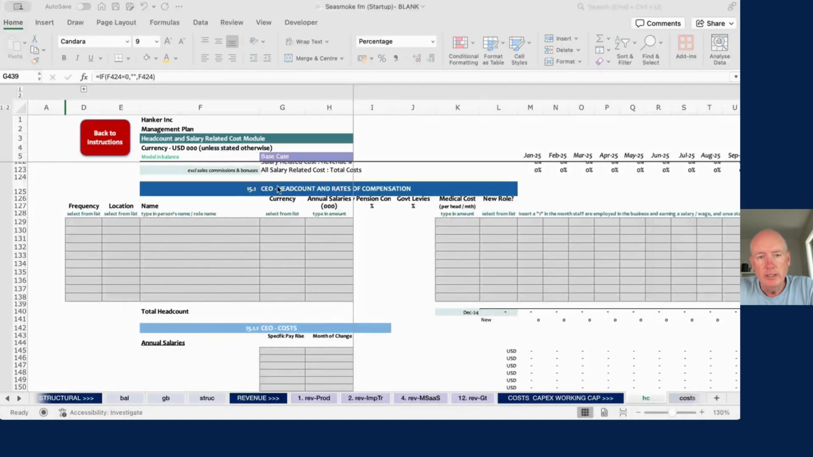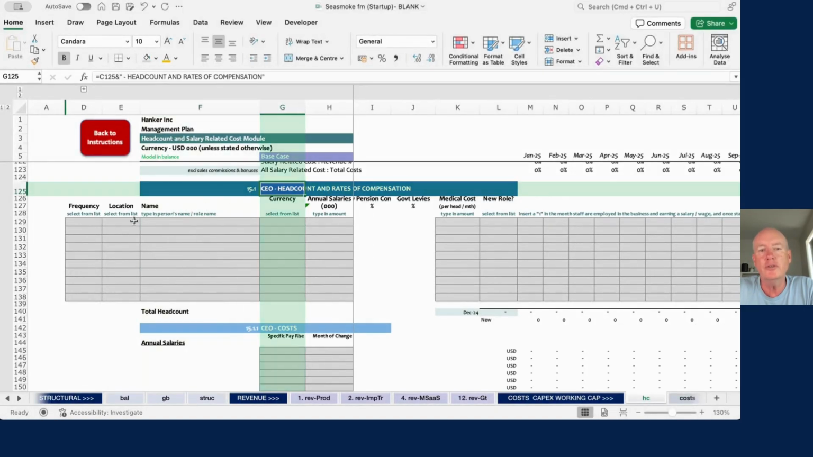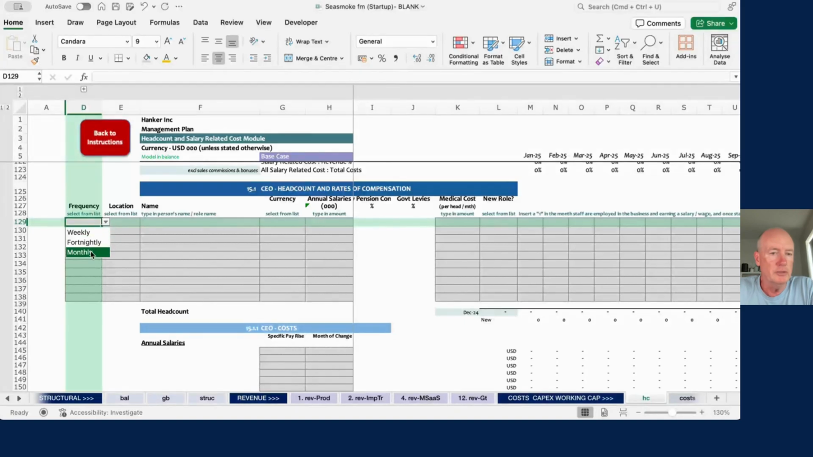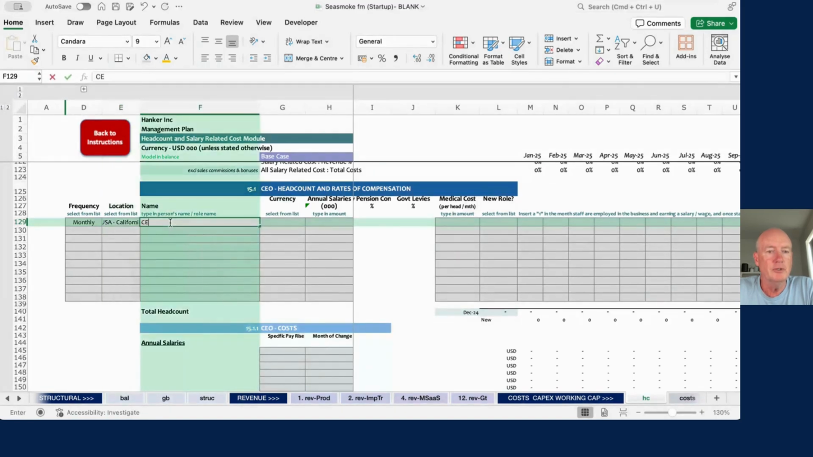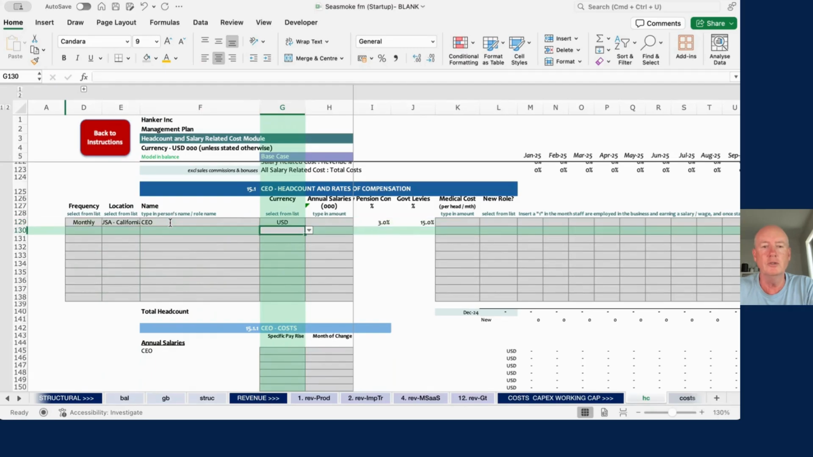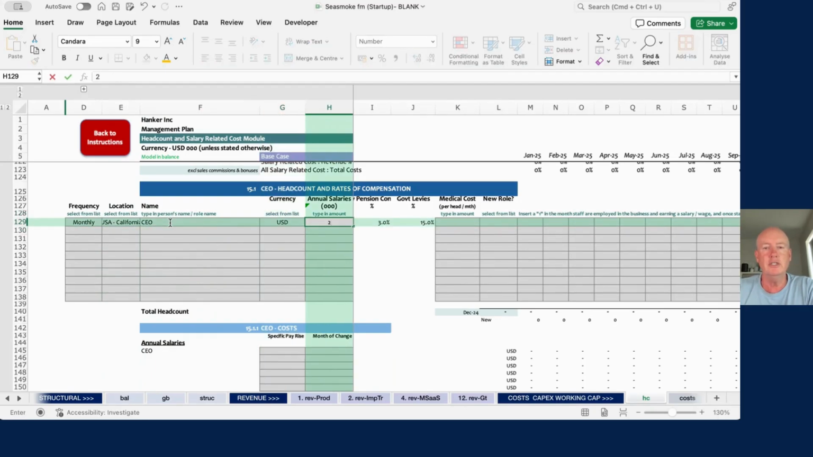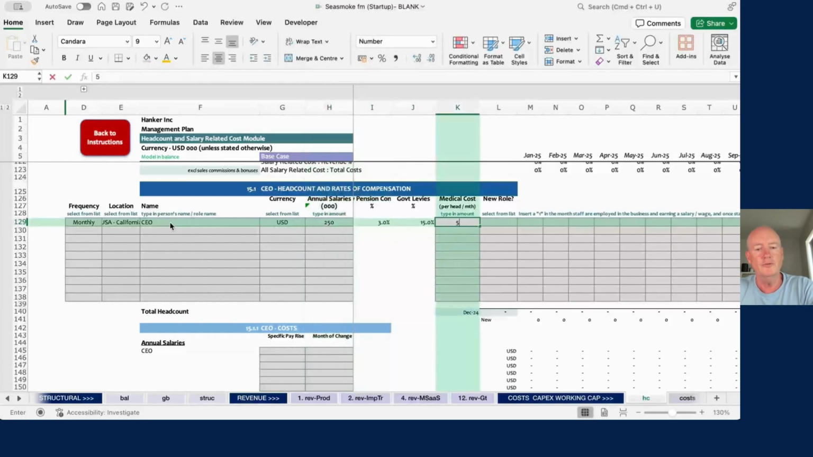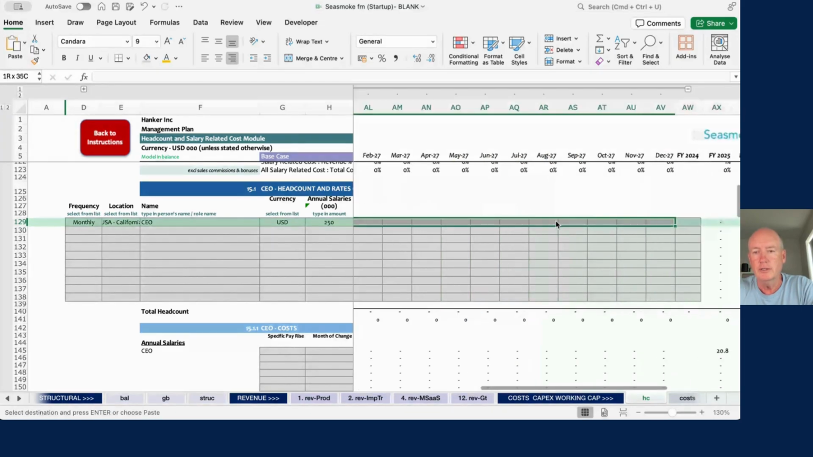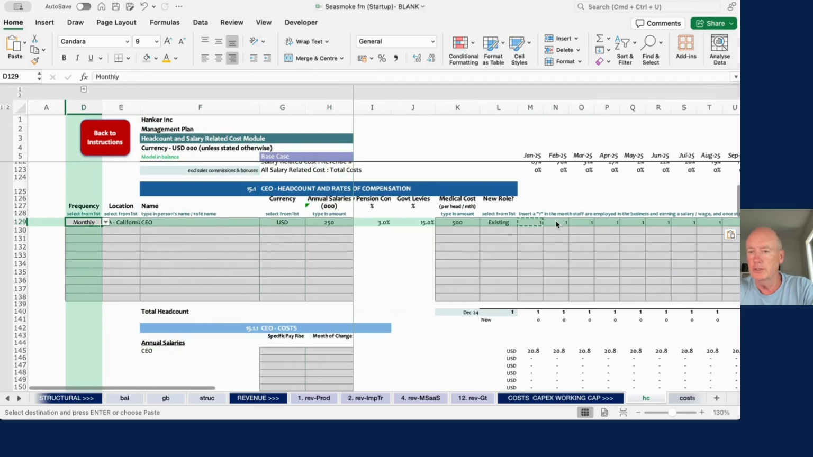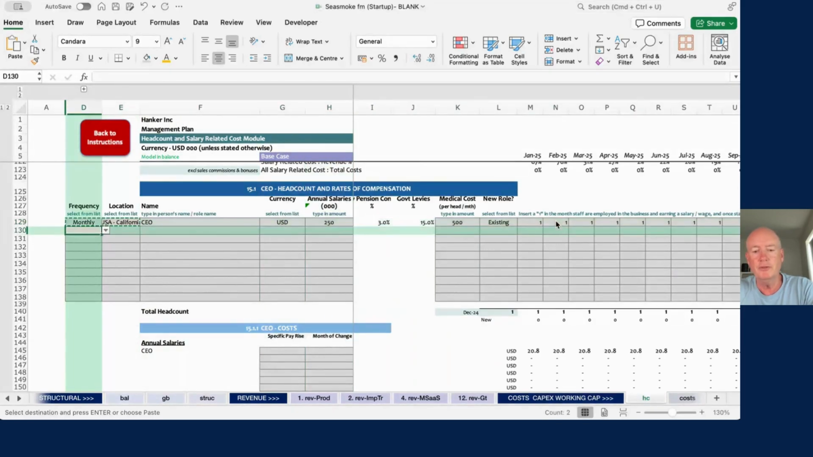So here in this section, we've got the cost center, CEO. So this first role paid monthly, location, USA, California. It's the CEO role, currency USD. We're going to pay them $250,000. Medical cost $500 a month. Is this a new or existing role? It's existing. And then we just put in 1 all the way to the end, including the end of the previous fiscal year.